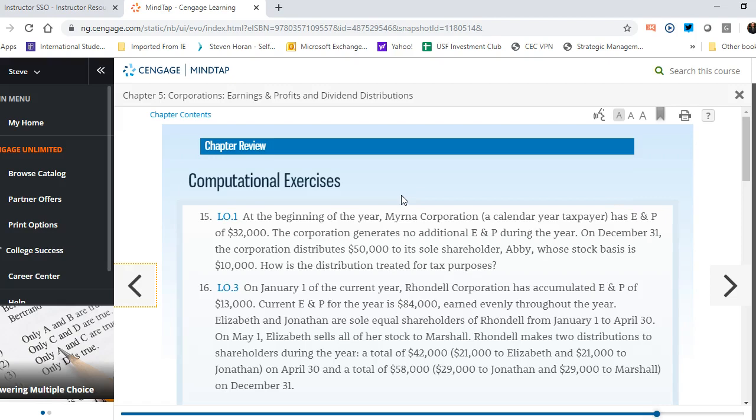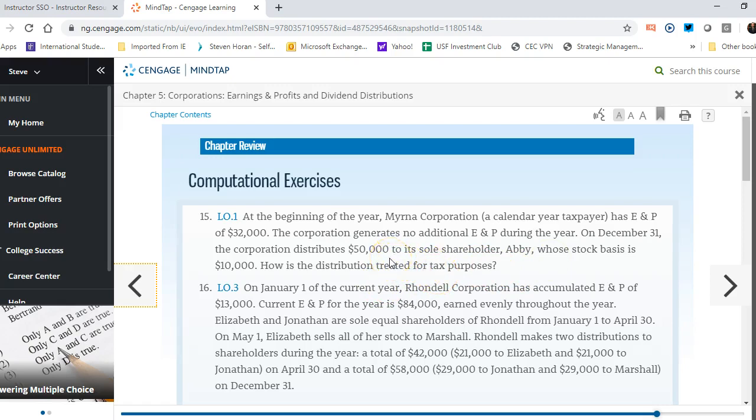So it is up to the corporation to keep good records about what the E&P is, so that when the shareholders receive distributions, they know how to treat them. Okay, so that's kind of just the background for this particular question. So they have E&P of $32,000. They generated no additional for the year, so their E&P in total is $32,000. So they're going to give their lone shareholder, Abby, $50,000 as a distribution. And so for Abby, how is this treated?